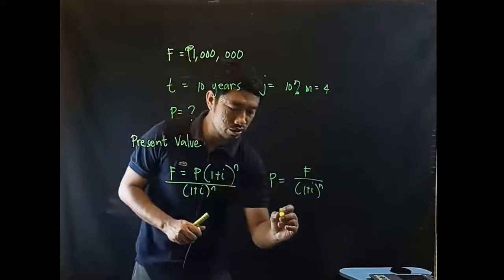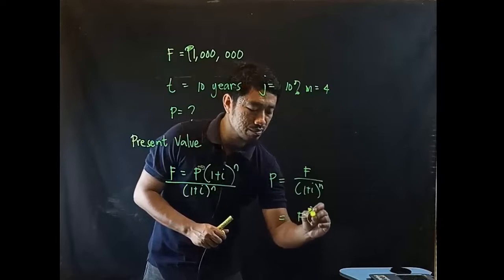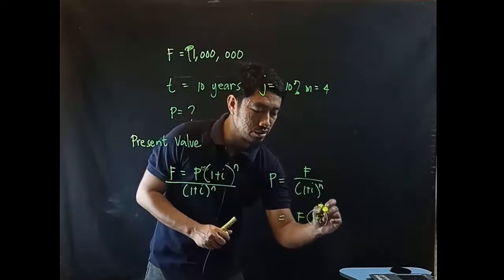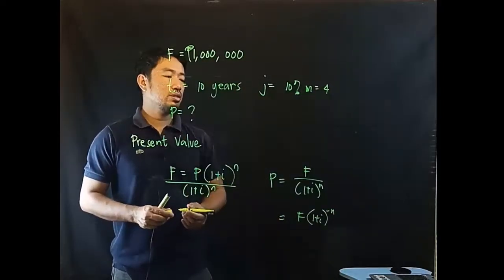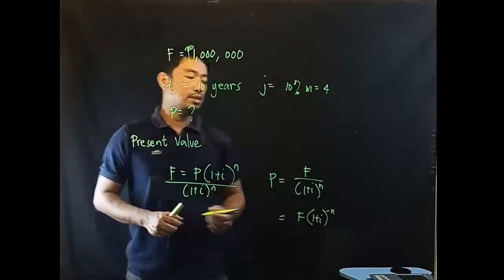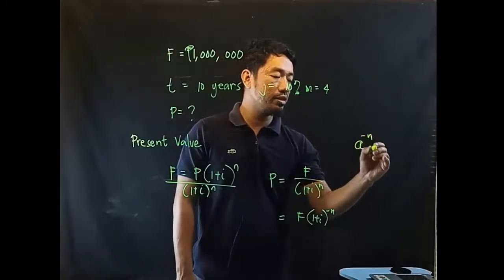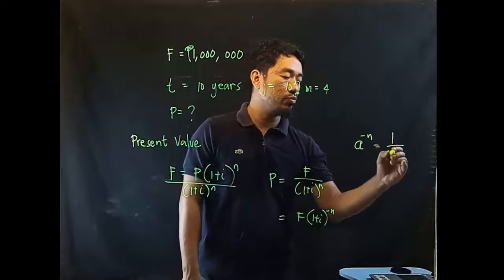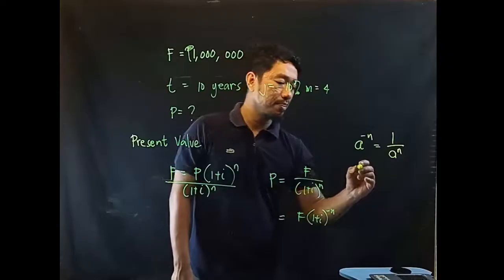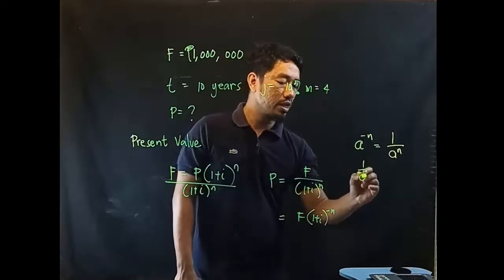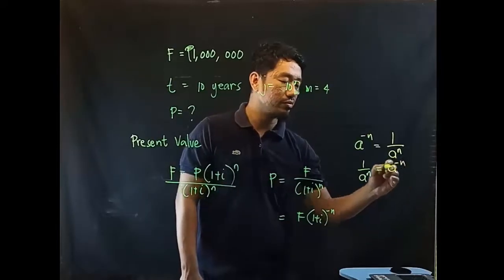This is also equivalent to F times 1 plus i raised to negative n, based on the laws of exponent, which is given by a raised to negative n is equal to 1 over a raised to n, and similarly 1 over a raised to n is equal to a raised to negative n.